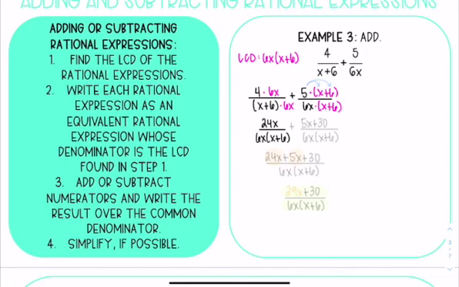And then for the second term, we need to distribute the 5 to both pieces. So we end up with 5x plus 30 all over 6x times x plus 6. And now we can just add the numerators and put them over that LCD. So I'm going to combine this into one fraction. We have 24x plus 5x plus 30 on the top, all over my LCD.